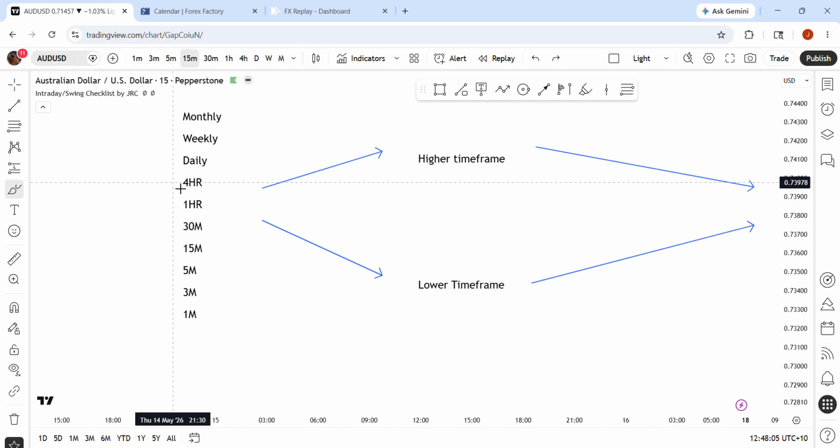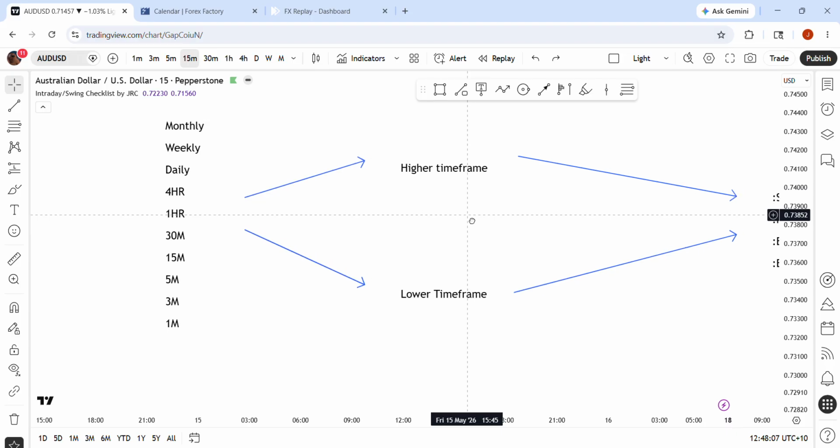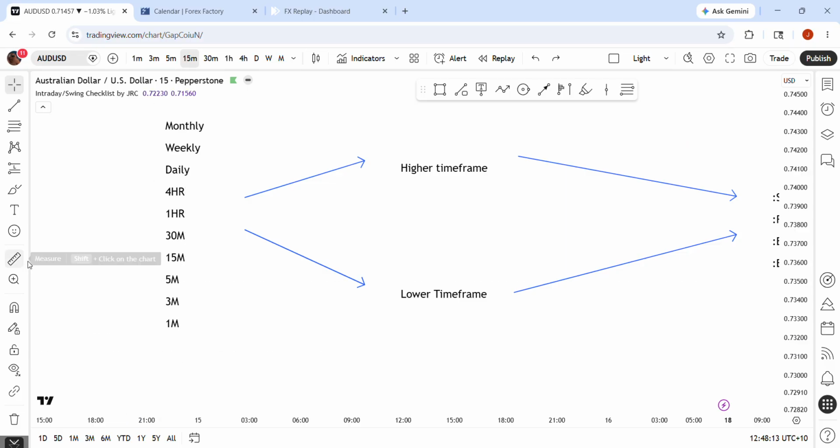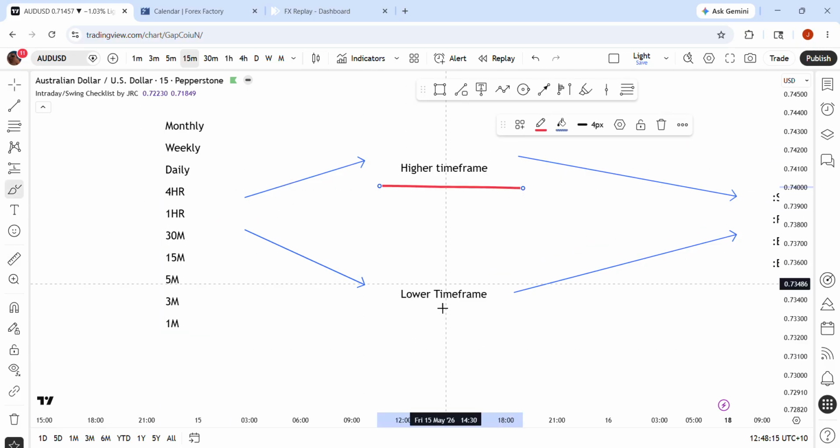But in this video, I'm just explaining that you don't need the confusion of adding 10 billion different time frames. You just need 2. One higher time frame and one lower time frame.